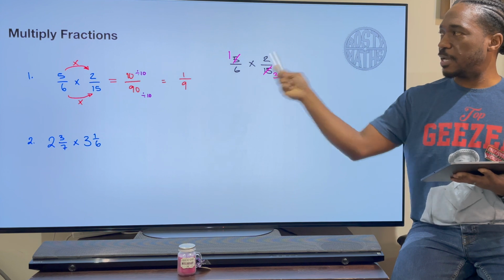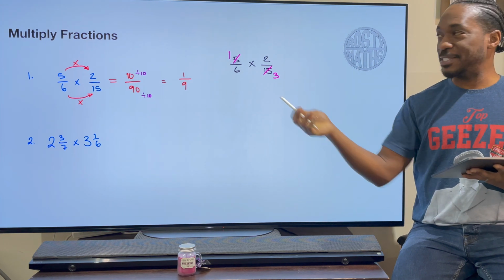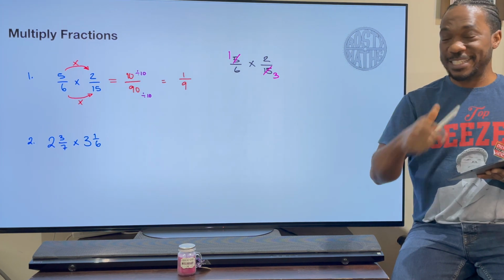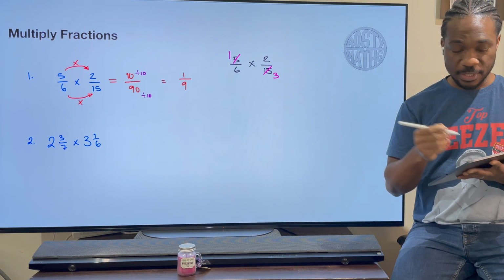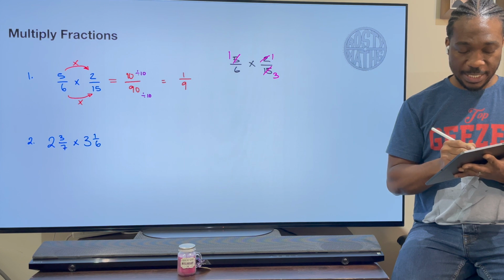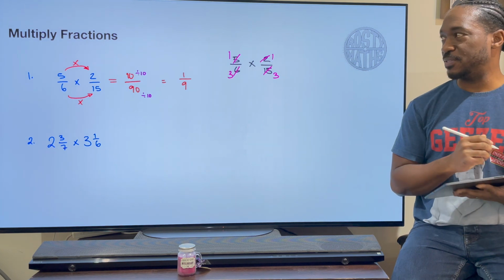Then look across these diagonals here. Are there any factors that go into both of these numbers? Yes, there is, and that's 2. So let's divide them both by 2. So 2 divided by 2, that's 1, and 6 divided by 2, that's 3.